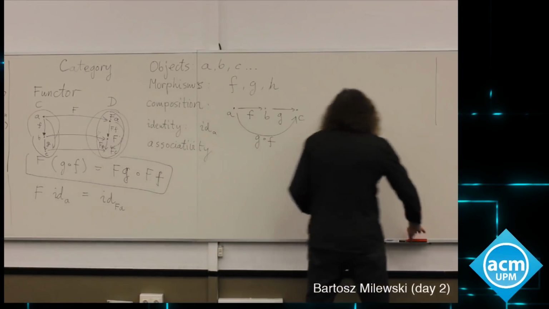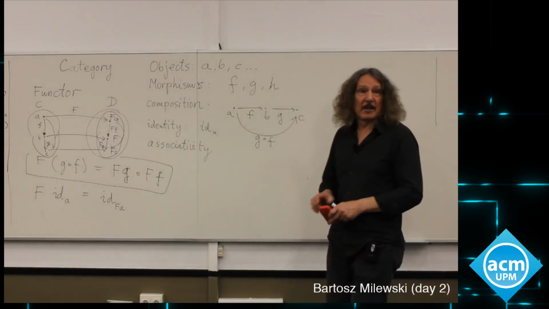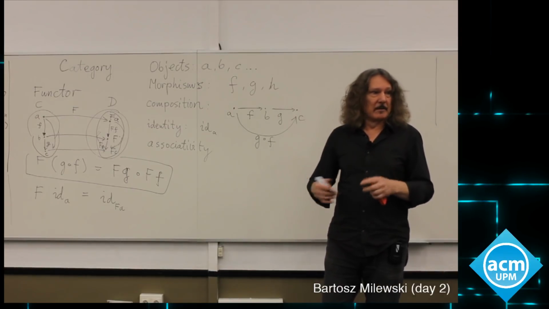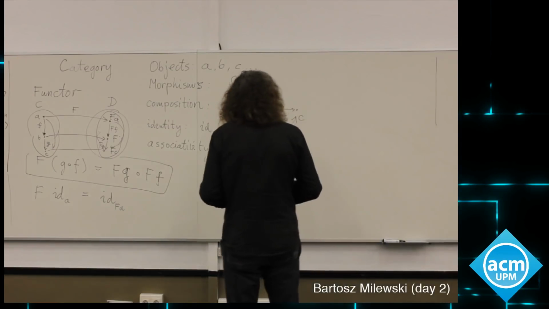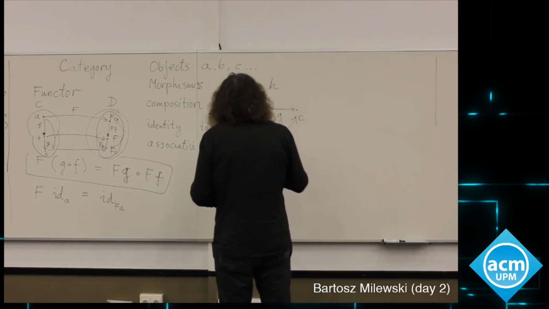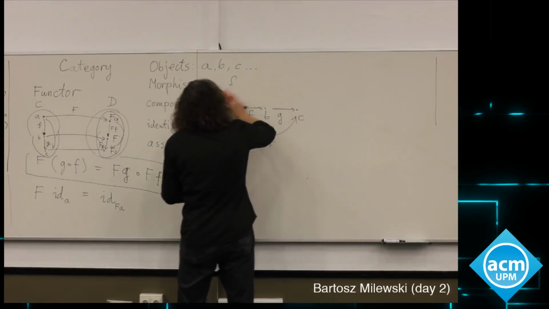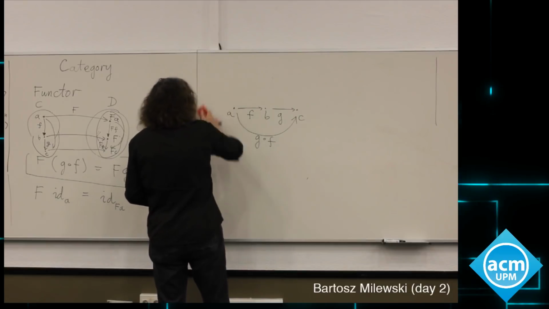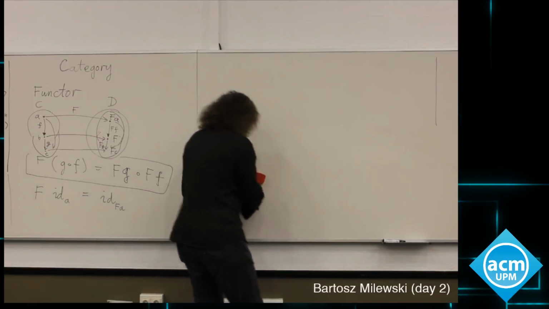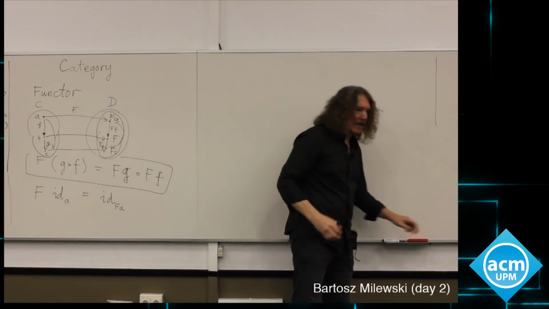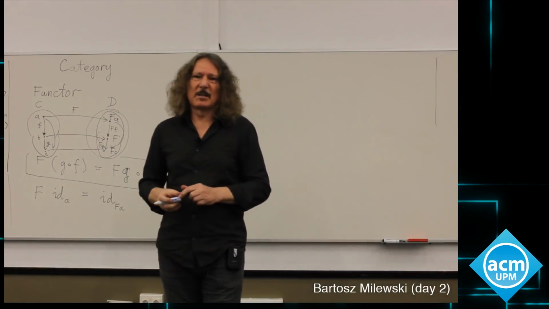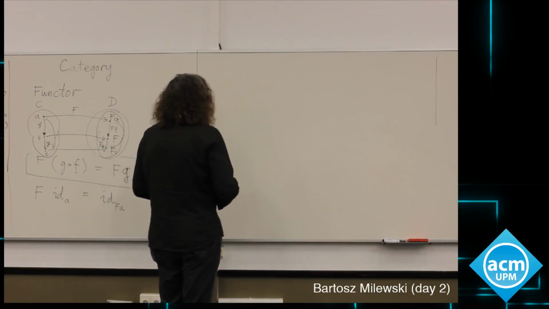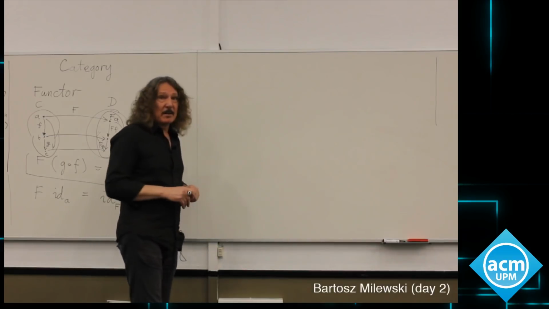So let me give you an example. These are called endofunctors. Endofunctors are just functors that are from the same category into the same category. So let me give you an example of an endofunctor in Haskell. For those of you who are not really into Haskell very much, this should be kind of self-explanatory, because Haskell syntax is pretty simple. So let's say the Maybe functor.